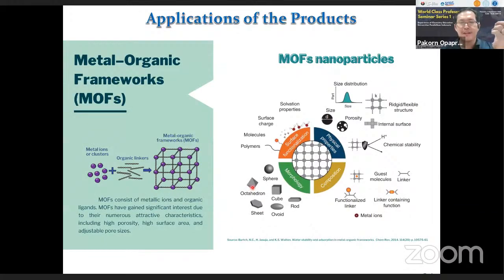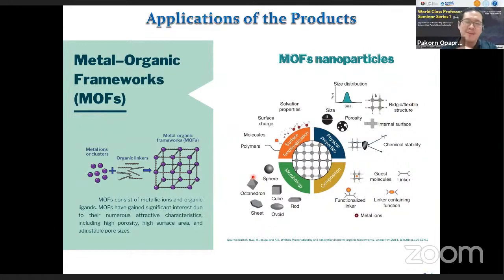Another application here, I think another speaker today will also talk about this, is MOF. Some of you may know this already. Metal Organic Framework, or MOF, materials that are of interest at this moment. Many researchers have worked in this area.